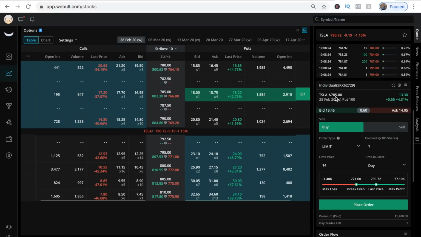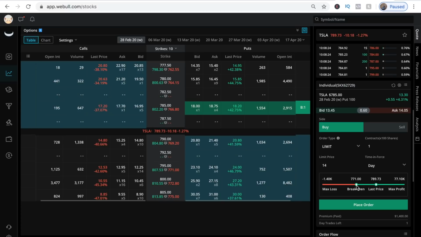Again, this is a contract that expires the 28th. So we can see a max loss. Your entire investment is going to be your max loss. You have a break even at 771. Why is that? Well, Tesla right now is trading at 788, 789. It's moving a lot right now. Tesla's going to have to drop to 771 for this contract to break even for you, for this contract to be worth at least $14 come the expiration date. And then, of course, the further Tesla goes down below 771 come the expiration date, the more money you're going to make.